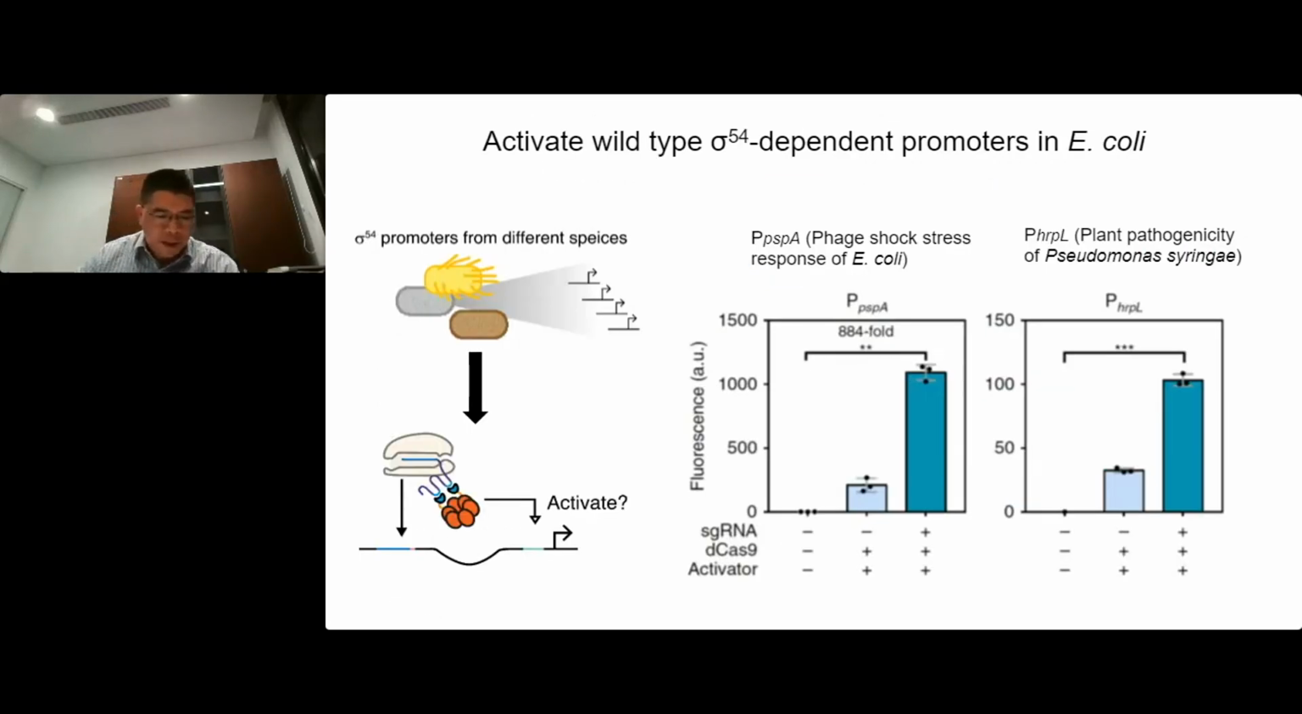First, we demonstrate our CRISPR system can activate various wild-type sigma-54 dependent promoters in E. coli bacteria with very high dynamic range. For example, it can activate the PspA promoter in E. coli, which is related to the phage shock stress response of E. coli, and also the HrpL promoter, which is related to the hypersensitive response of the plant pathogen Pseudomonas syringae.